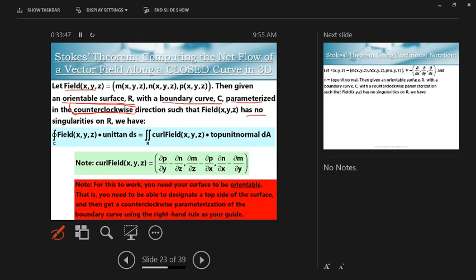We also want to make sure that we have no singularities on our surface. Then we get what is called Stokes Theorem, which is a correspondence between a path integral and a surface integral. The path integral along the boundary is equal to the surface integral over the interior surface.